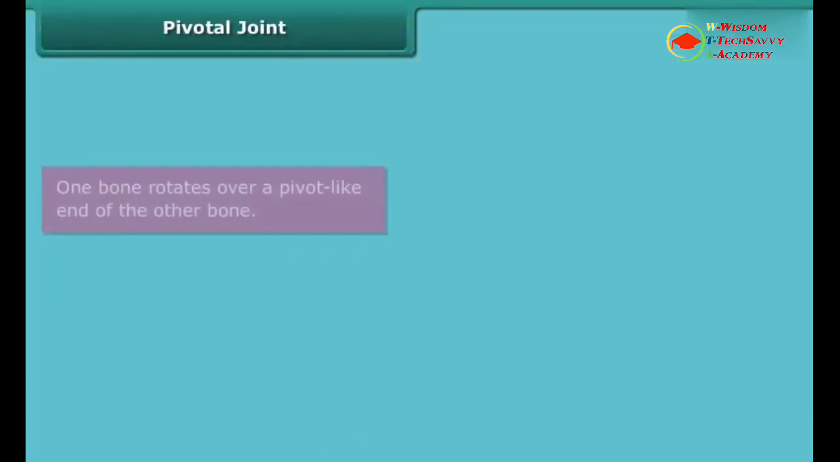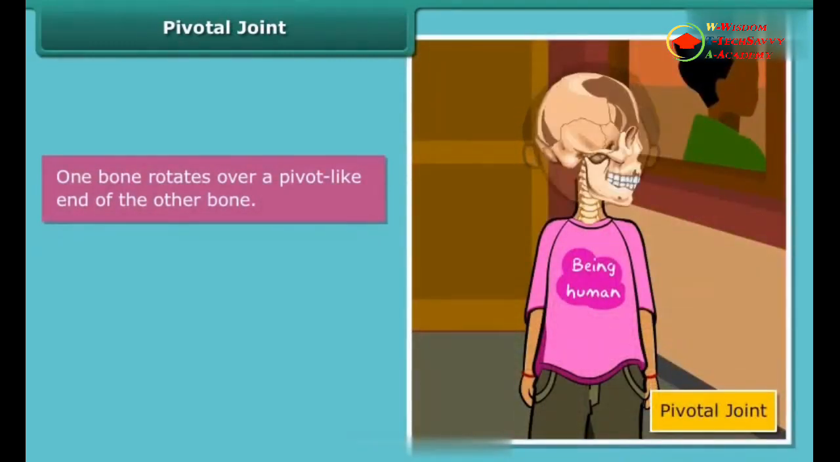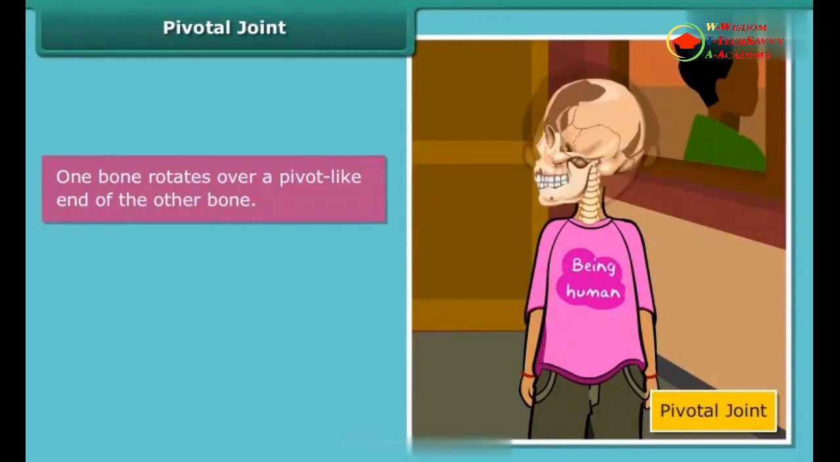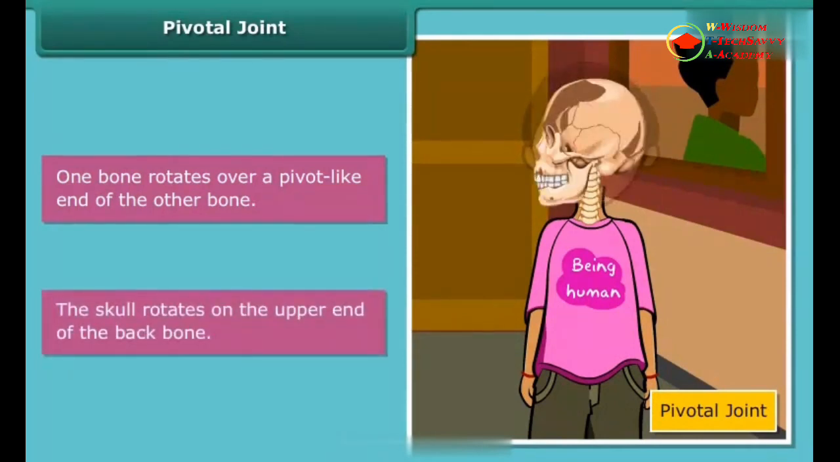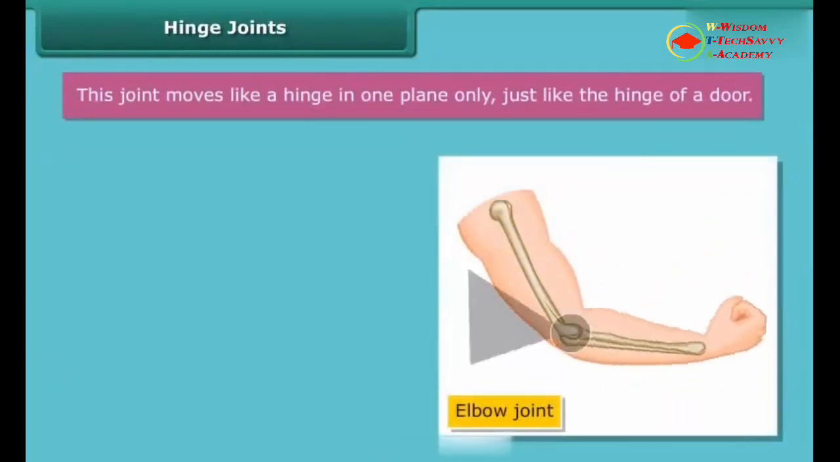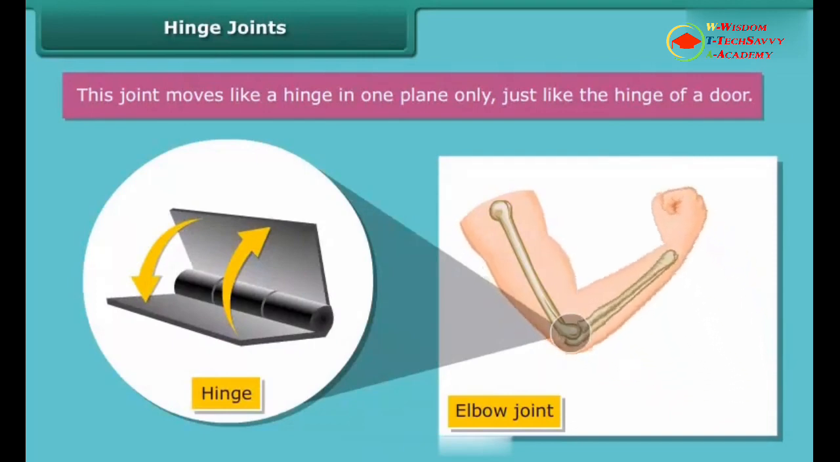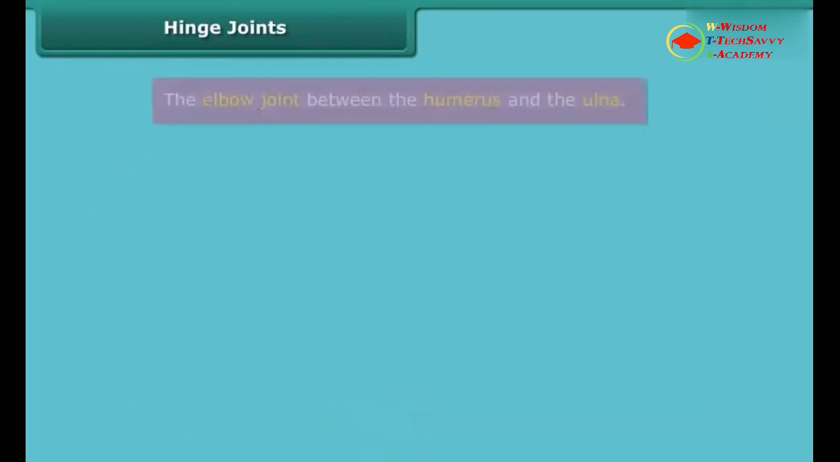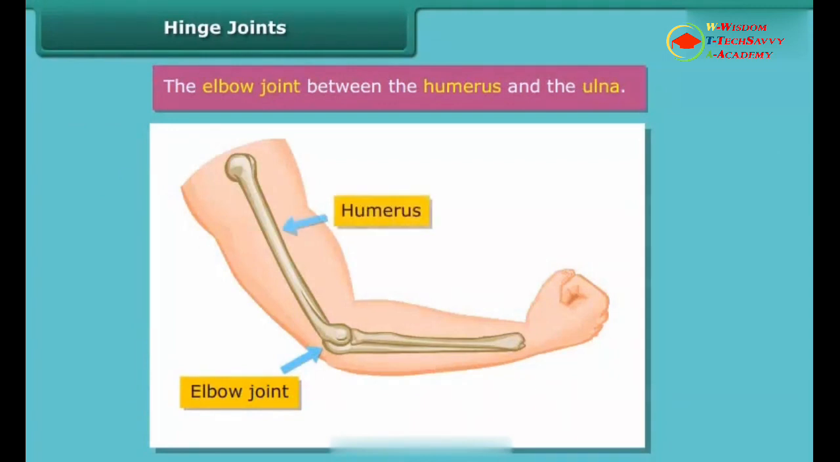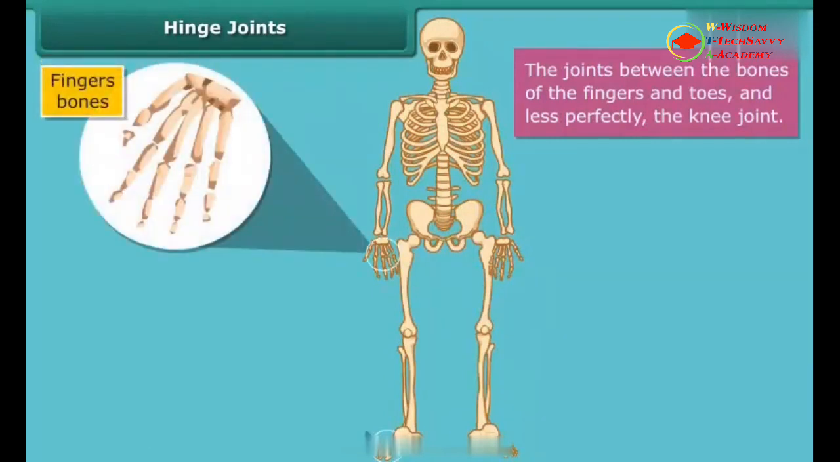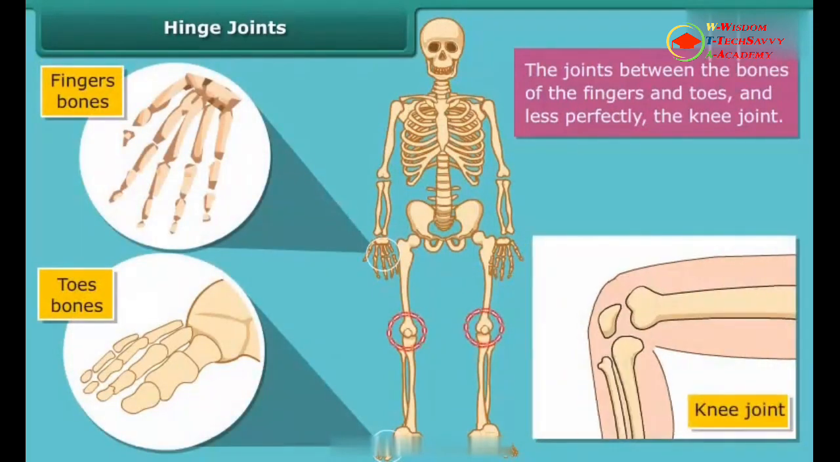Pivotal joint. In this type of joint, one bone rotates over a pivot-like end of the other bone. It's like the skull rotating on the upper end of the backbone. Hinge joints. This joint moves like a hinge, in one plane only, just like the hinge of a door. The elbow joint between the humerus and the ulna, the joints between the bones of the fingers and toes, and, less perfectly, the knee joint are hinge joints. Hinge joints usually give sufficient power because there is less danger of twisting at the joint.